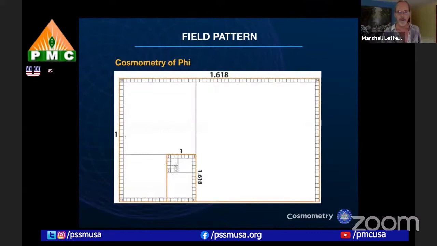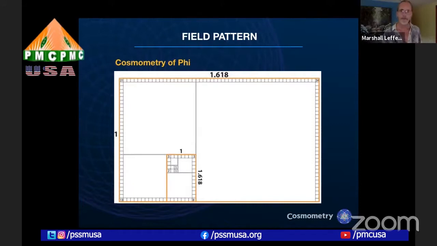We could add squares to define each one of those. And when we do, we get what are called golden rectangles, where one edge is the unit of 1 and the other edge is 1.618. And the whole matrix of these squares becomes a matrix of golden rectangles that are fractally embedded.